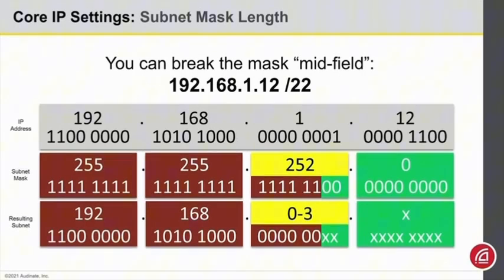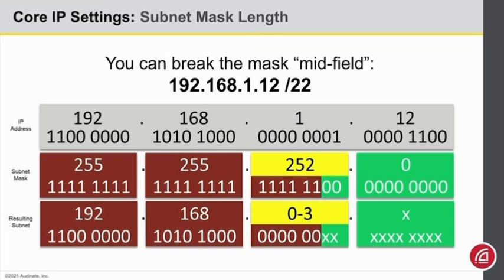So here's an example where the third field of the subnet mask has 6 binary ones. Those bits need to be carried down exactly. The last 2 bits can be whatever we like. So we can have values from 00 to 11. That gives us a range of 0 to 3 in decimal form.